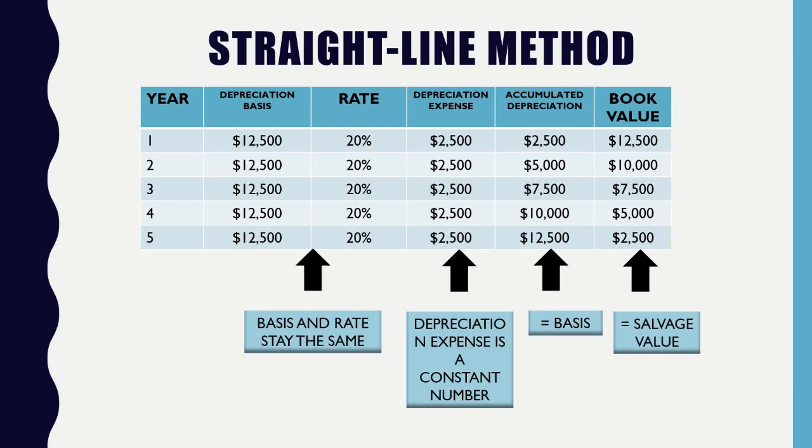Okay? And then here's a few things that you've got to notice. At the end of its accumulated depreciation, you end up with your depreciation basis on the 5th year. Your book value is going to be whatever your salvage value is. But what you're going to notice is every year your depreciation basis is going to stay the same. Every year your rate's going to stay the same. And every year your expense is going to be the same.